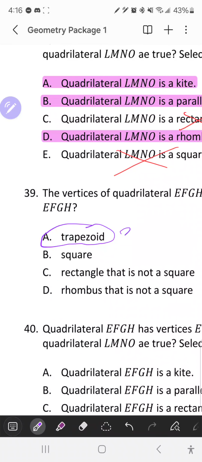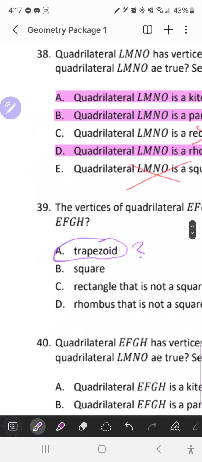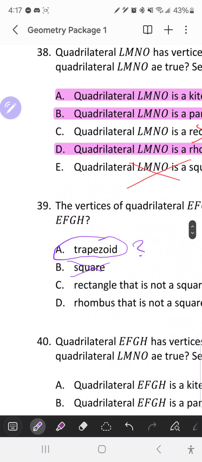Maybe, but maybe not. Now a square: you see this side is equal to this side and this side is equal to this side, but they are not all equal, so they cannot be a square. They will need the four sides to be equal for it to be a square.